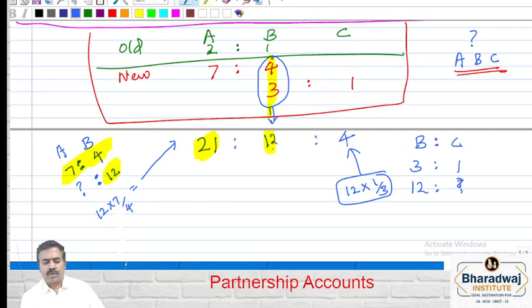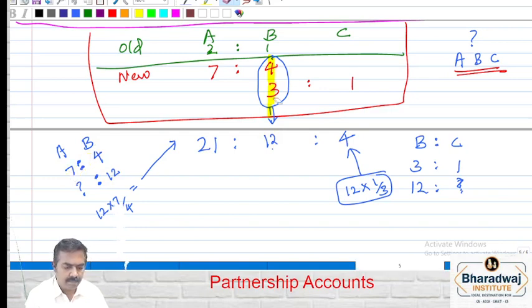So 12 is to 4 is nothing but 3 is to 1. 12 is to 4 is nothing but what? 3 is to 1. Take it up. So the new ratio is 21 is to 12 is to 4.